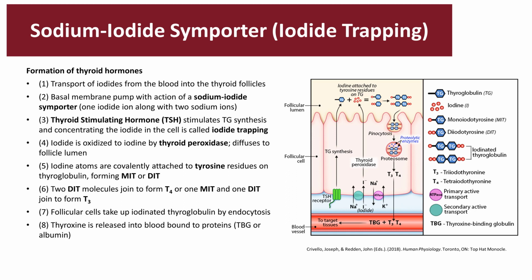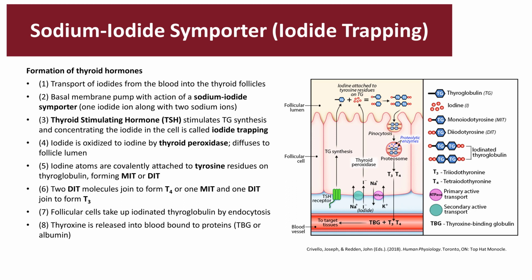As iodide is oxidized into the iodine form via the thyroid peroxidase, it diffuses to the follicular lumen. Iodine atoms are covalently attached then to the tyrosine residues on that thyroglobulin protein. This will then create the MIT, T1, or DIT, T2. 2 DIT molecules can form T4, and then 1 MIT and 1 DIT can form T3. Then the follicular cells will uptake these iodinated thyroglobulin via endocytosis. There is some iodine that gets recycled in this process, which we'll talk about later in this module.